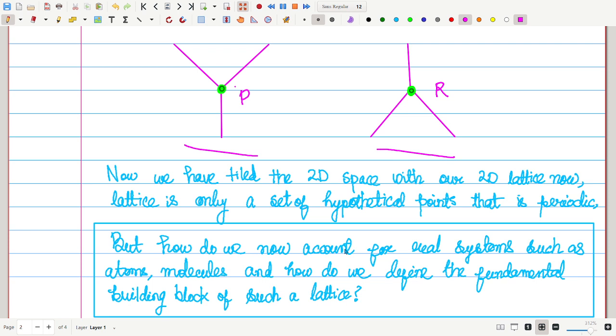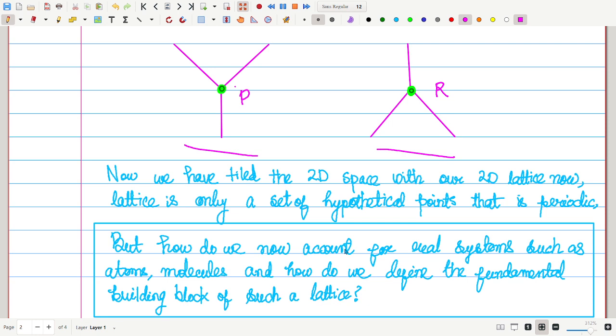A lattice is a hypothetical concept. The lattice points are not real. They don't live in the real world. So for describing solids, we need the lattice plus the atoms and molecules of that solid. So it is the basis, the atomic basis, that we need. We will discuss it in the next class.